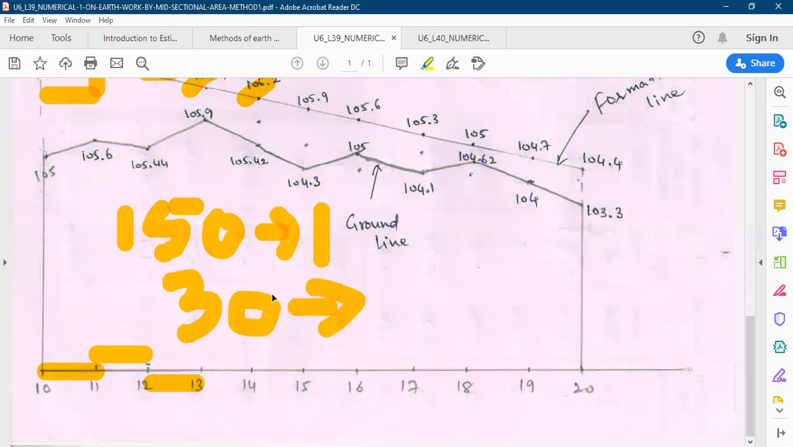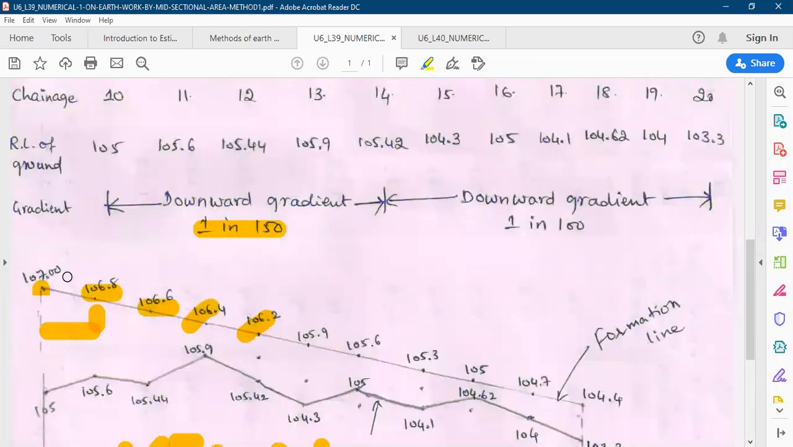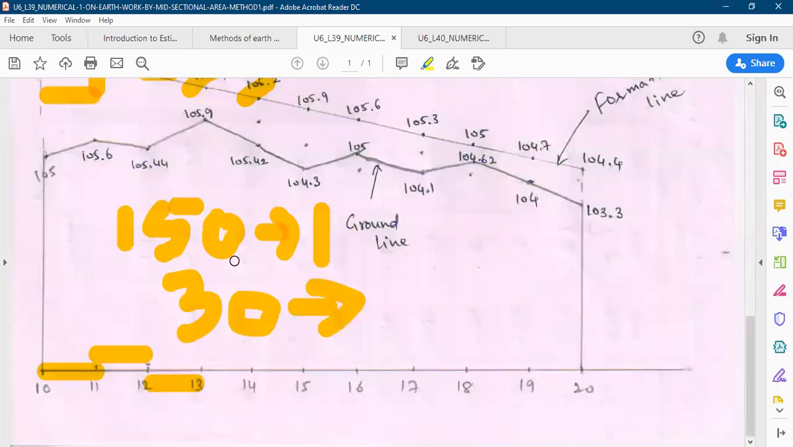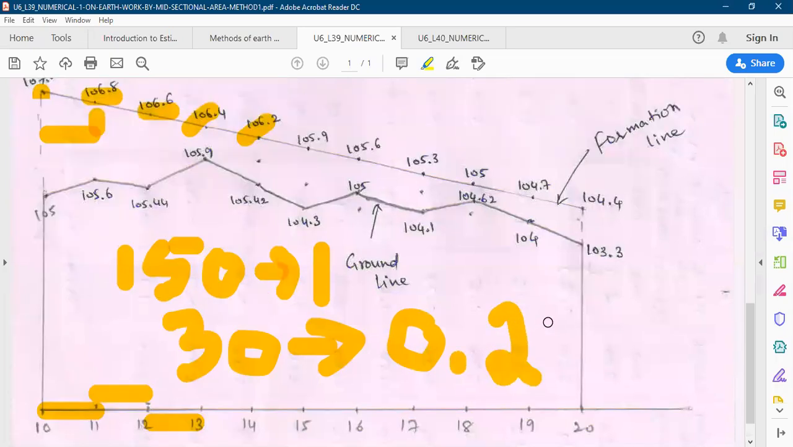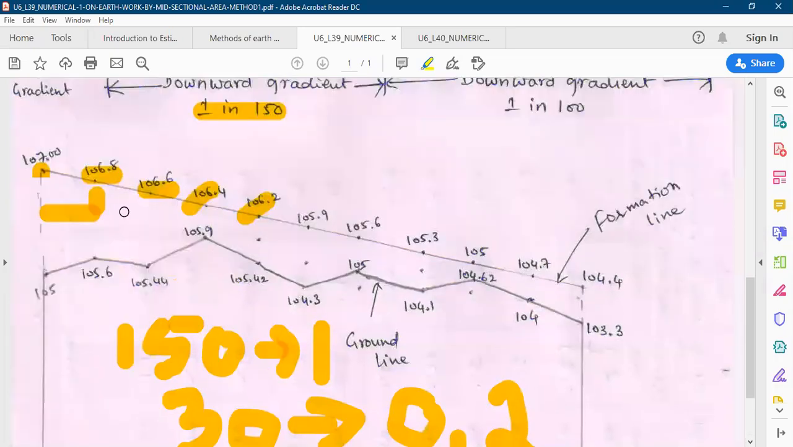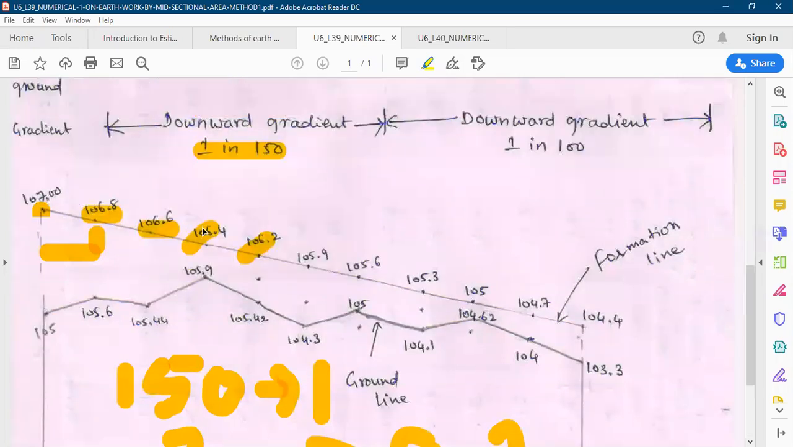By cross multiplication, it is 30 multiplied by 1 divided by 150. So 30 divided by 150, we'll get the value as 0.2. So we'll get the decrement as 0.2 for every 30 meter. So we have to do the decrease, we have to subtract 0.2 in every RL.